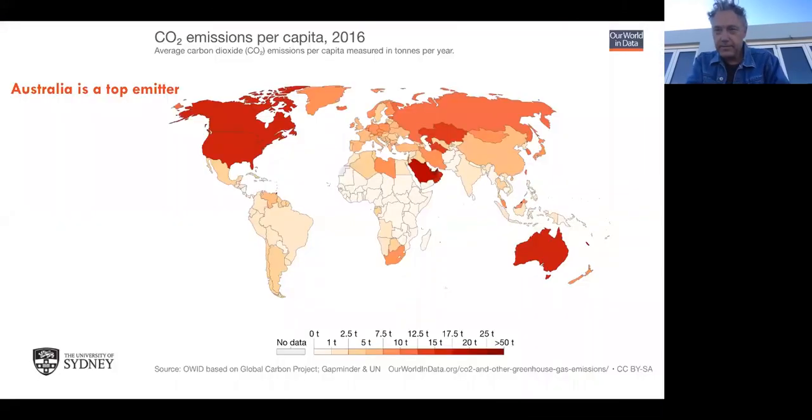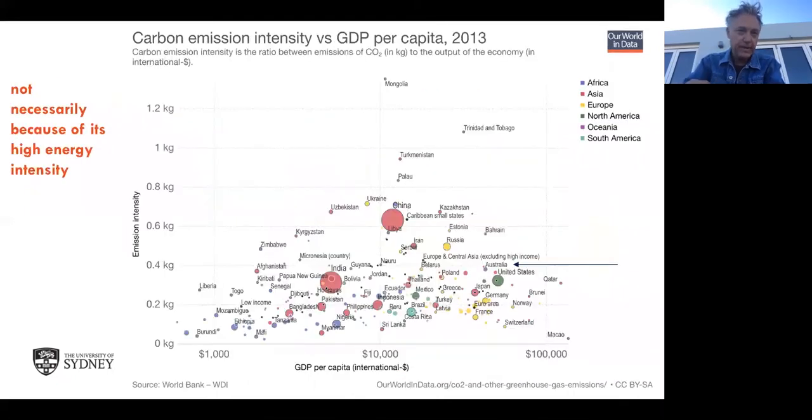So Australia is a top emitter, and many of you know this. This is a world map in terms of emissions per capita, and you see Australia is red. Here it means a high emitter, as is the United States, Canada, and a lot of countries in the Middle East, oil producers. So this is known to you. But the reason why Australia is a top emitter is not necessarily because of its high energy intensity. Of course, you know, we have a lot of coal-fired power plants, and our electricity system is based on fossil fuels, but the same holds for many other countries.